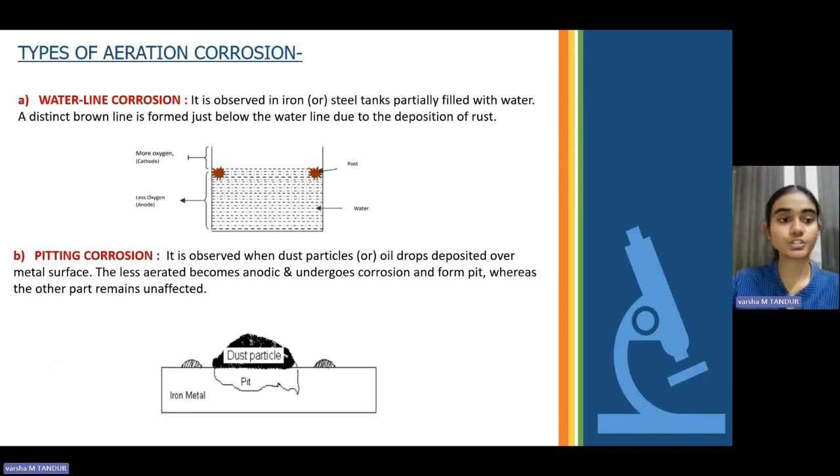Under aeration corrosion, we have waterline corrosion and pitting corrosion. Waterline corrosion is observed in iron or steel tanks partially filled with water. A distinct brown line is formed just below the water line due to the deposition of rust. Pitting corrosion is observed when dust particles or oil drops are deposited over the metal surface. The less aerated part becomes anodic and undergoes corrosion and forms a pit, whereas the other part remains unaffected.